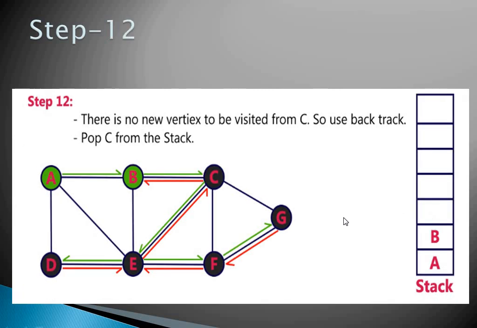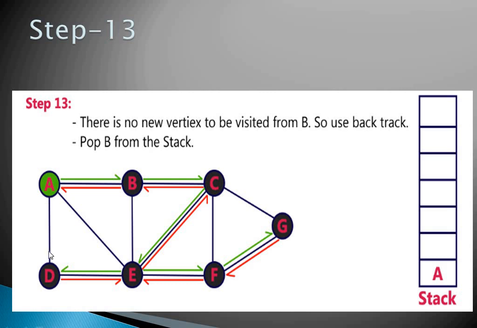In the next step, whenever we select a new vertex, that may be either A, B, or E, right? We'll move to the next vertex, because whenever you pop, you are always popping from the top of the stack, right? There is no vertex to be visited from C, so we'll use the backtracking method. Now this C will become black, and it will be removed from the stack. So pop C from the stack, right? You can see that C is removed from the stack.